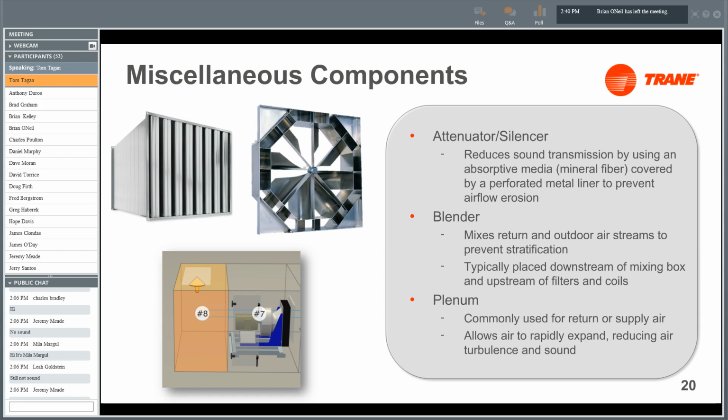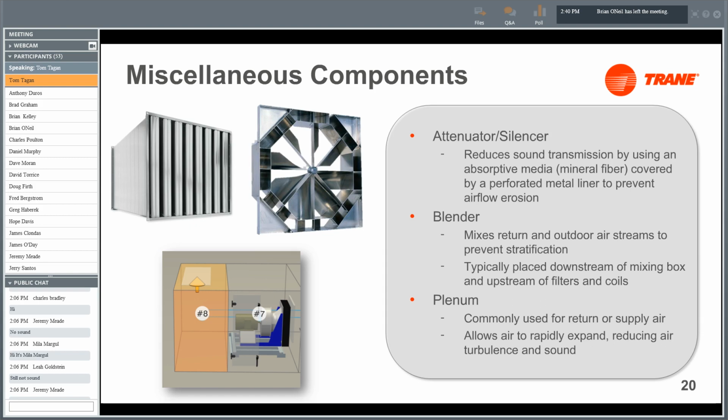And last but not least, we have a couple other miscellaneous components. These are more specialty components that you will see few and far between in some air handlers. And these include attenuators, blenders. An attenuator or silencer, which is shown in the top left-hand corner here, uses a dissipative material, like a mineral fiber covered in a perforated liner to prevent airflow erosion. And it reduces sound transmission sent to the occupied space.